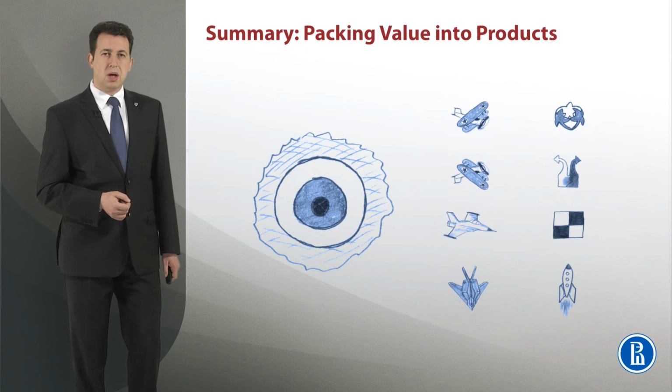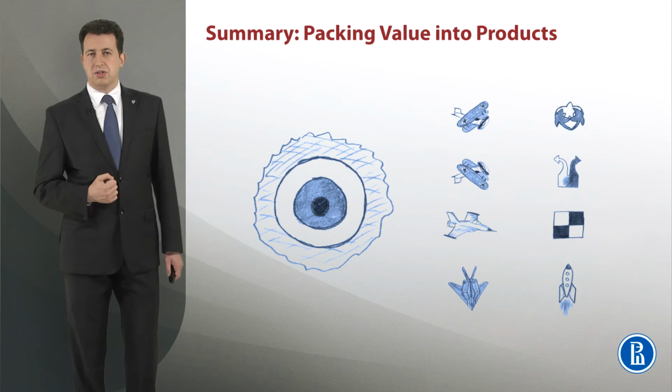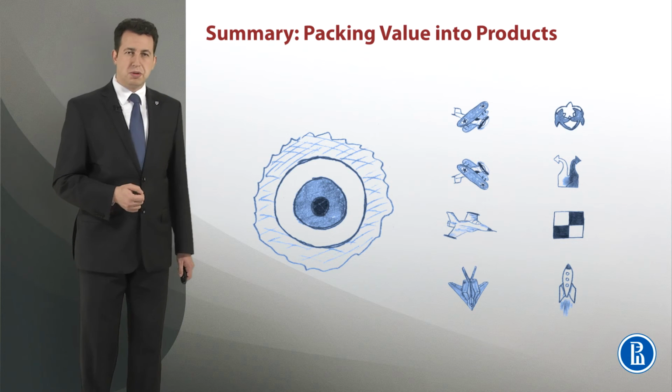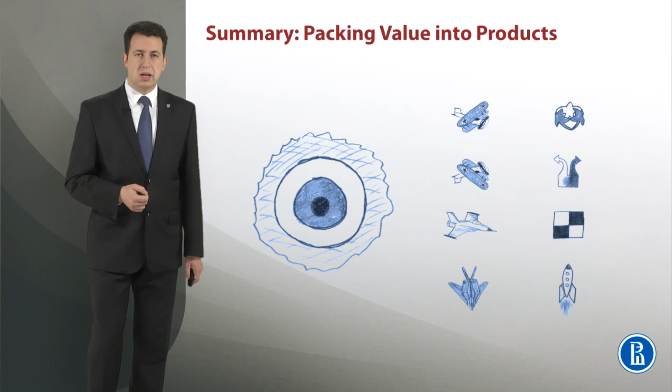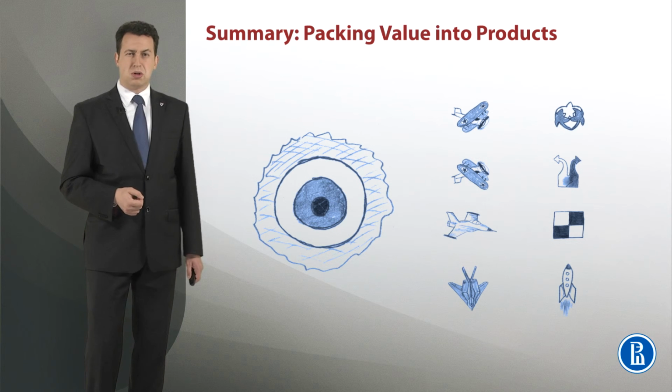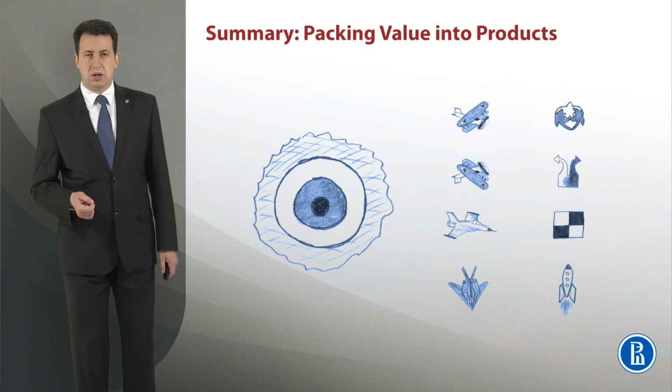So let's sum it up. The product value has 4 layers: basic, expected, augmented, and potential product. There are 4 positioning types. Classic positioning adds value to the augmented product. Reverse positioning disrupts the expected product while enforces the augmented one.